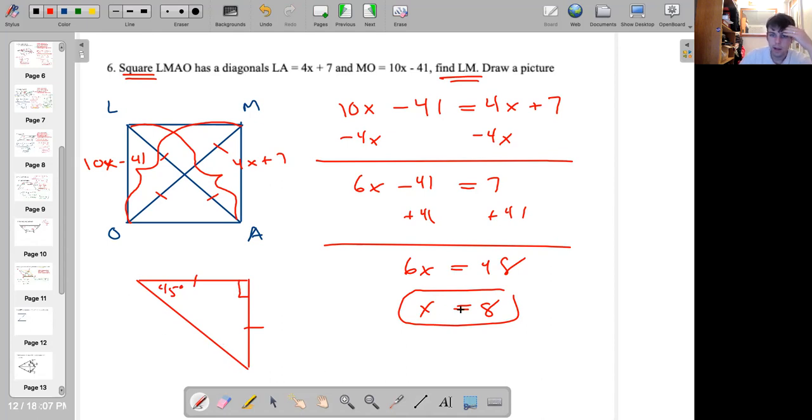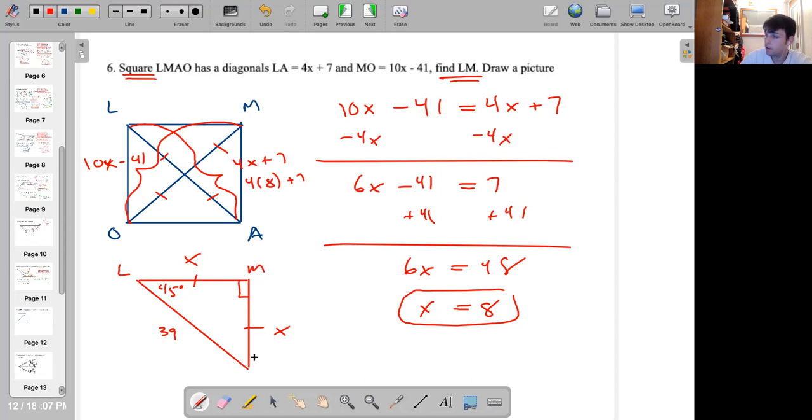And we're going to know the hypotenuse because we can just use this value to figure it out, right? It's 4 times 8 plus 7, which is 32 plus 7. This is actually 39. So we can figure out for us, which is going to be LM. This is kind of an annoying little problem, but it's not too bad.